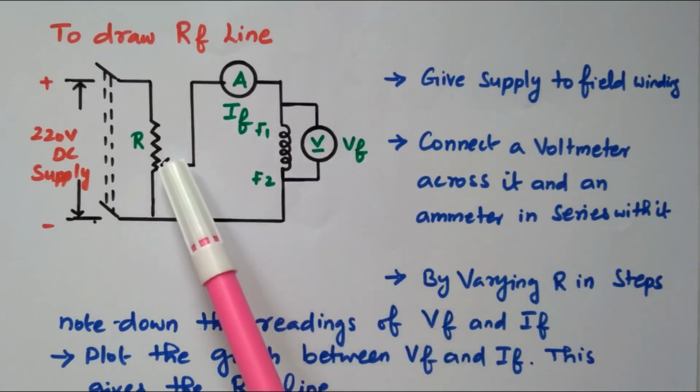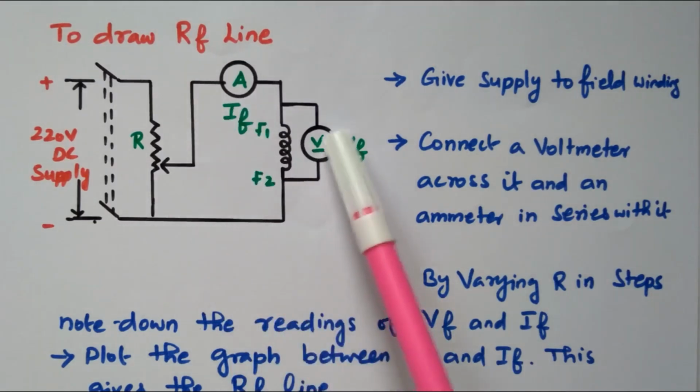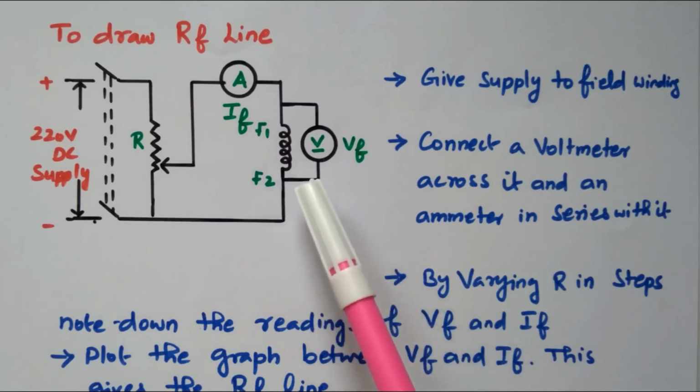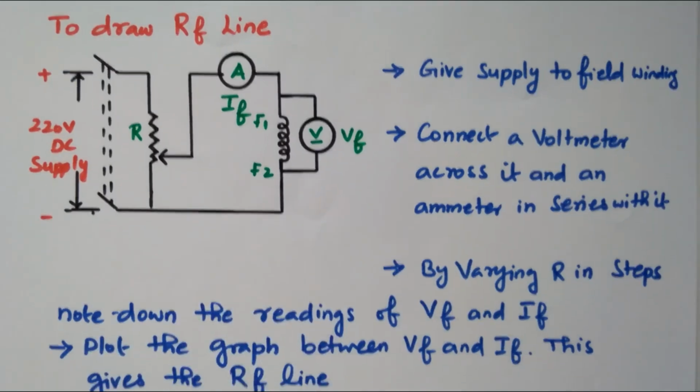We need to vary this resistor. For every variation, we note down the IF value and VF value. From this set of IF and VF values, we can draw the graph that is called the RF line. This we already discussed in the OCC graph.